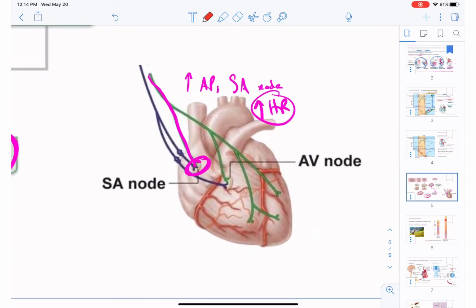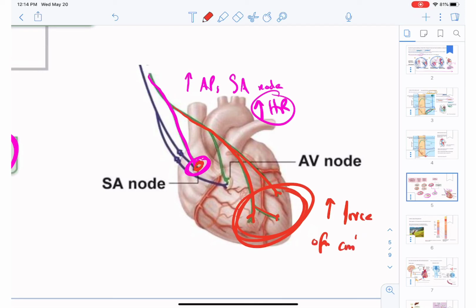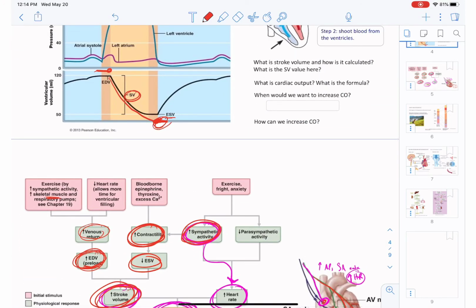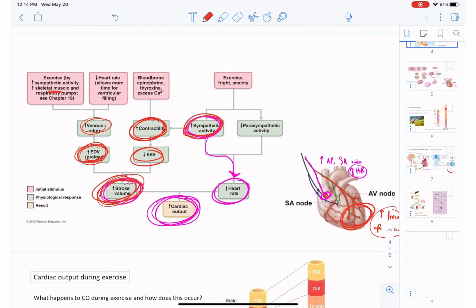So not only does the sympathetic nervous system innervate the SA node, but you can see these sympathetic fibers that are traveling down here to the ventricles. And what are they doing? Well, they're stimulating that ventricular myocardium, and they're increasing the force that muscle is contracting. So they're increasing the force of contraction. And when you do that, you're squeezing more blood out of the heart. You're lowering the ESV. And by doing that, you increase stroke volume.